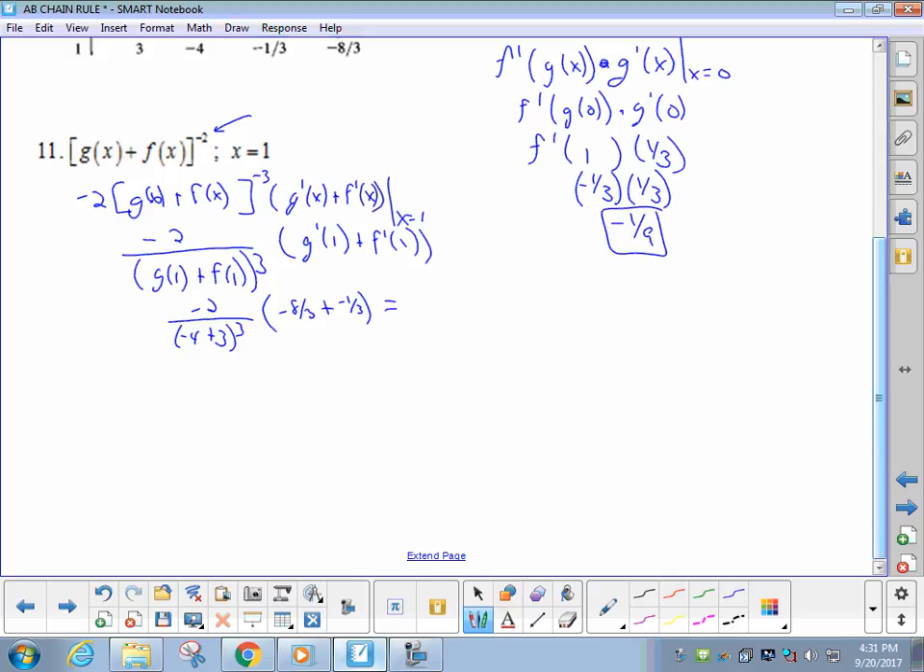Simplifying that, we get negative 2 over negative 1 cubed times negative 3. Altogether then, that's 3 negatives, and so I get a negative 6. How'd that go? Hope you got that. If not, come in 7th hour and ask me.